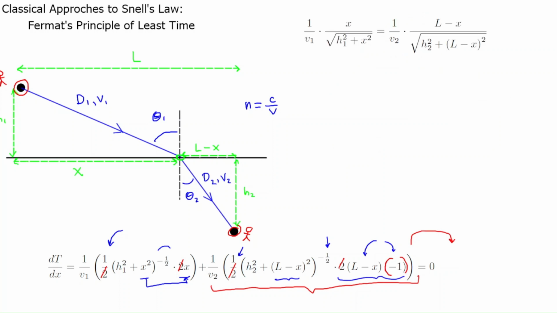So we have things back up at the top there. The 1 over v1 and 1 over v2 parts of each term just remain. Then there's an x and an L minus x that remain up here. And each of these negative 1/2 powers, the 1/2 power can be written as a square root, and the negative means it goes in the denominator.